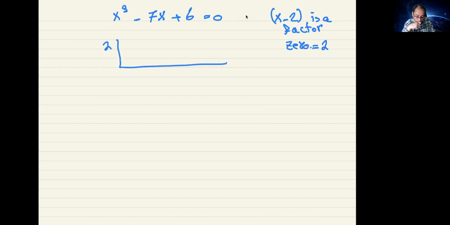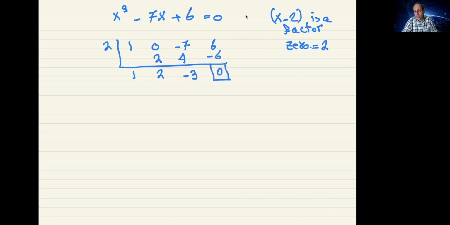So let's plug in the zero first. And then I have 1 for x cubed, 0 for x squared, negative 7 for x, and 6 for the constant. Get the 1 down. 1 times 2 is 2. 2 plus 0 is 2. 2 times 2 is 4. Before I continue, what remainder do you think we get? Yes, I should get a 0 because I'm given already that 2 is a zero. So let's see. I must get 0. Okay, negative 7 plus 4 is negative 3. Negative 3 times 2 is negative 6, and I got 0.